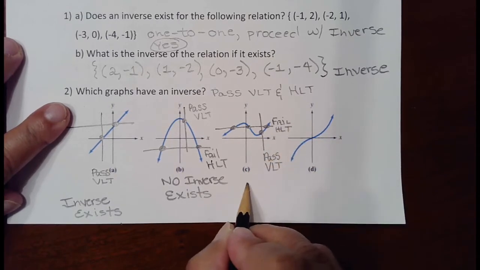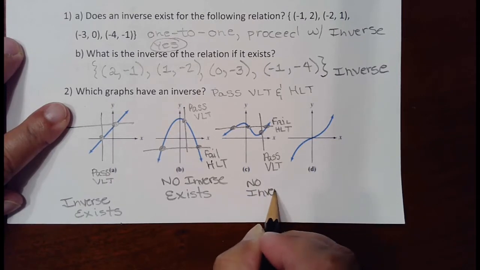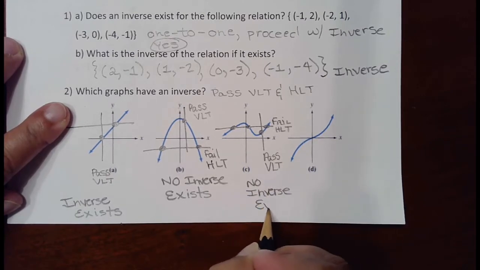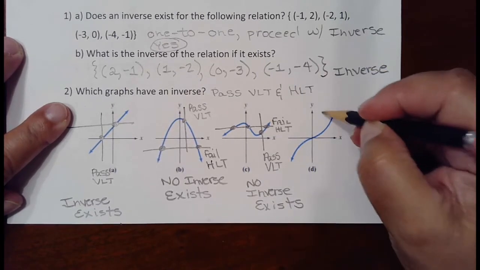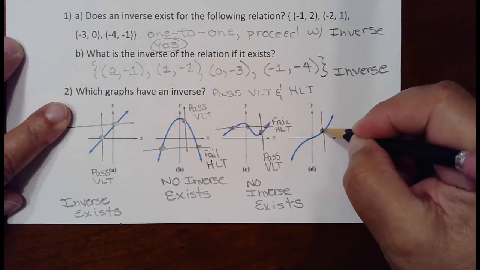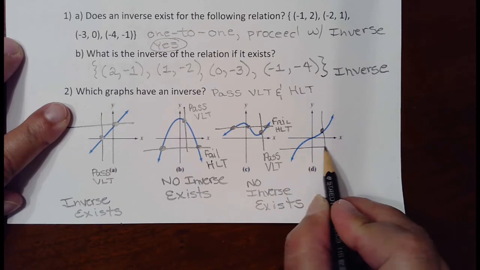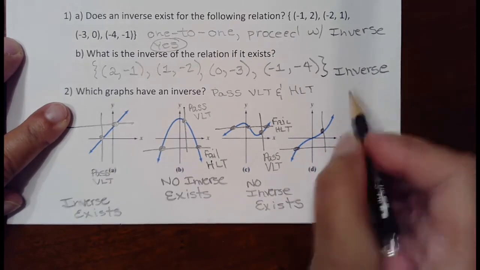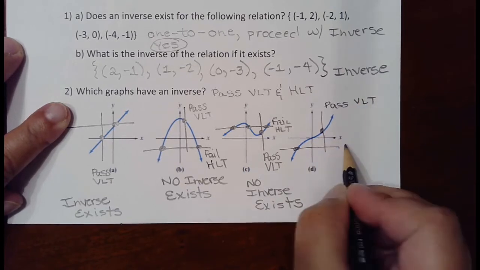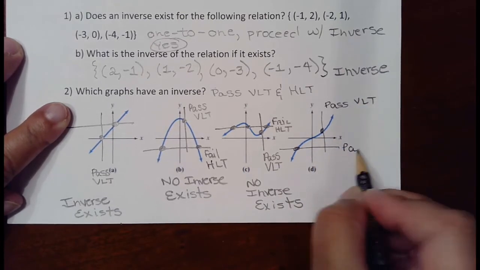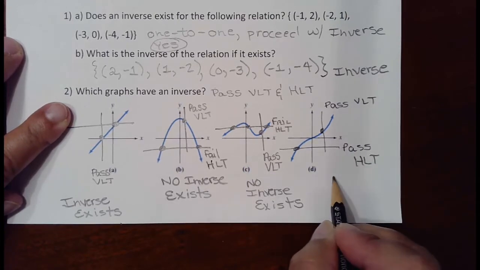Okay, moving on to this last picture, it passes the vertical line test, and no matter where you draw the horizontal line, it also passes the horizontal line test. So pass on the vertical line test, pass on the horizontal line test. And since it passed both, yes, we say an inverse does exist for this particular graph. Okay, moving to the next page.